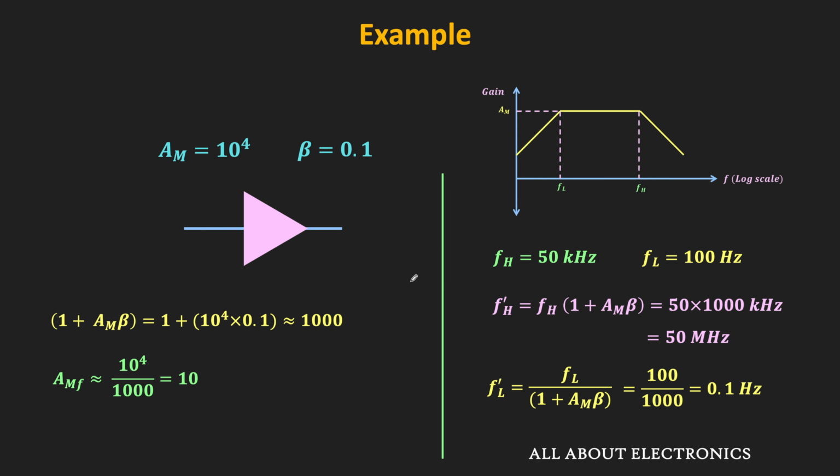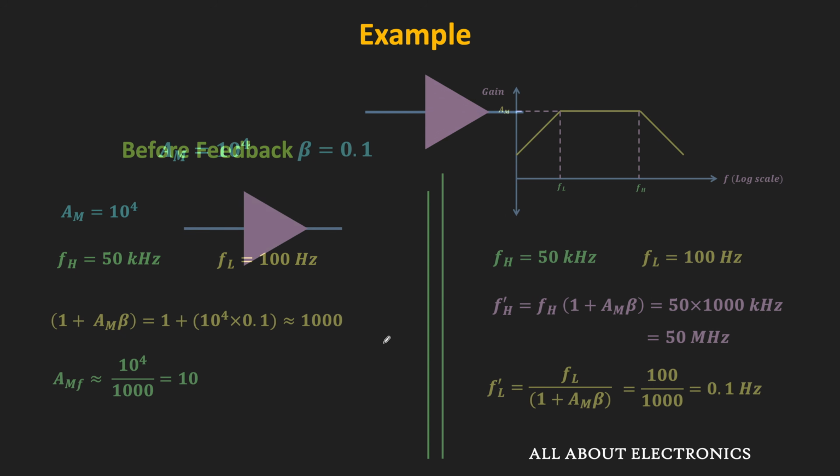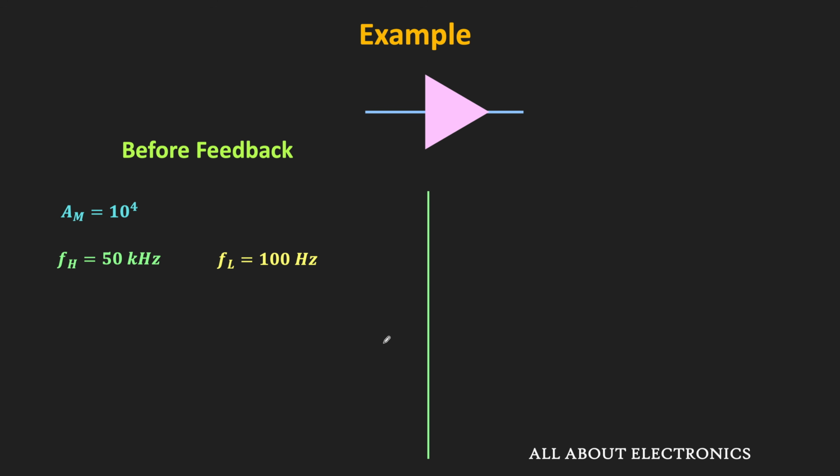So as you can see over here, with the feedback, now the closed loop gain has been reduced by the factor of 1000. But if we see the bandwidth, then it will also increase by the same factor. So let us see that. So without the feedback, if you see the fH and the fL, then that is equal to 50 kHz and the 100 Hz. That means without the feedback, the bandwidth of the amplifier is equal to 50 kHz minus 100 Hz, or that is equal to 49.9 kHz. So roughly we can say that that is equal to 50 kHz.